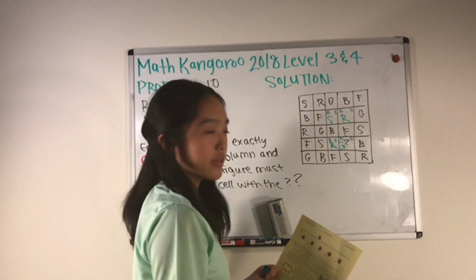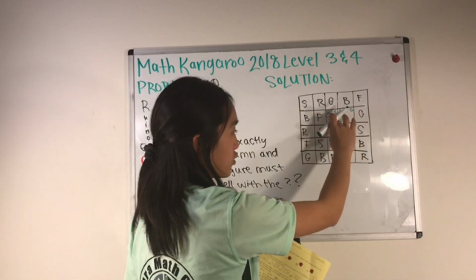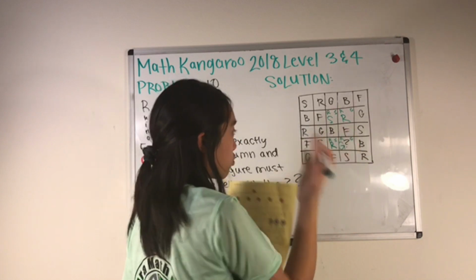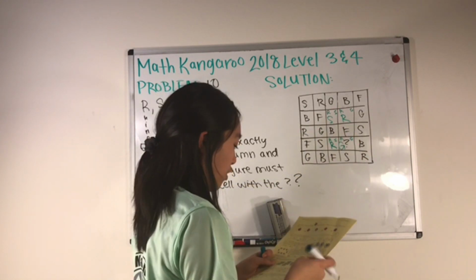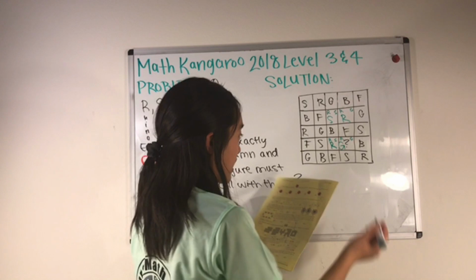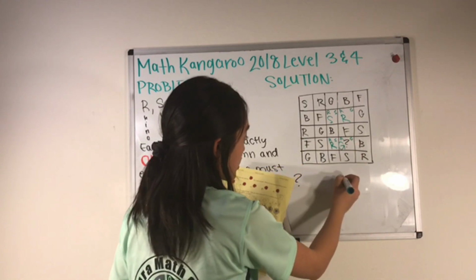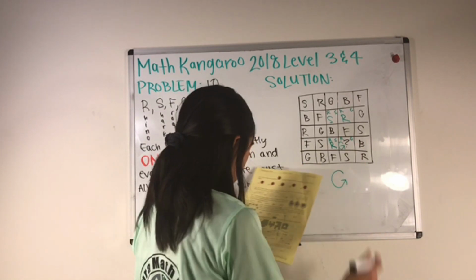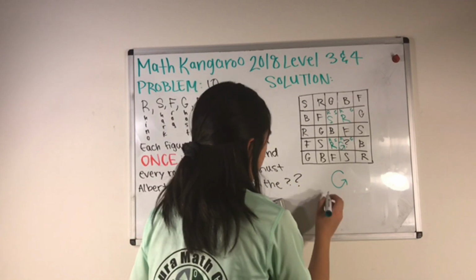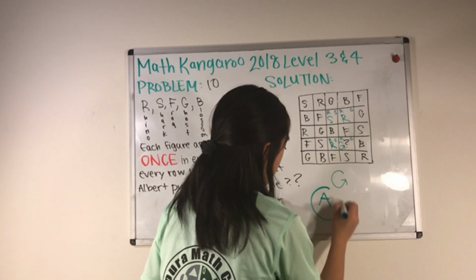Now if you don't understand why we did this, it's because we can't have 2 R's in one row. So we had to pick one column to have an R. And as a result, you get G, which is ghost. So your answer for what's behind the question mark is letter A, which is the ghost.